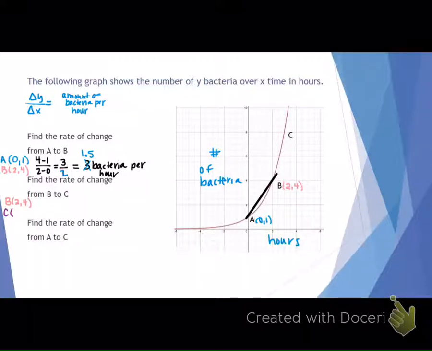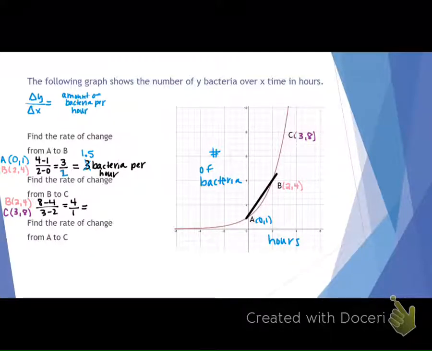What is the point C at? 3, 8. It is hard to see. So then we find the rate of change, and hopefully I can do this time. So that's 8 minus 4 over 3 minus 2, which is 4 over 1.